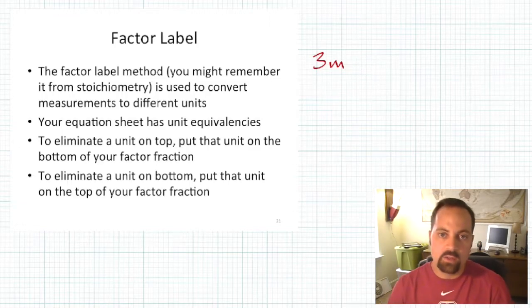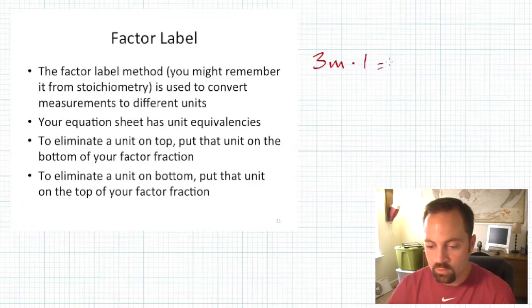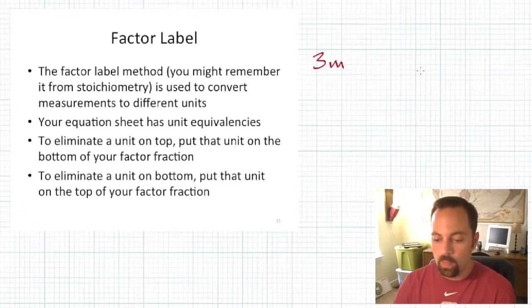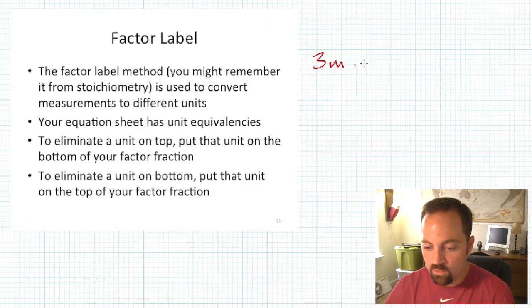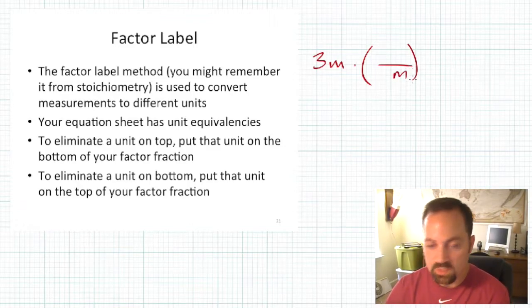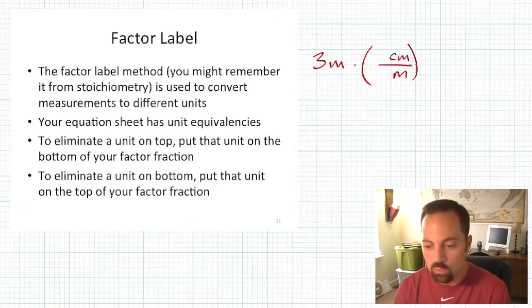So what we want to do in factor label is to take our original measurement and multiply it essentially by 1. If I multiply this by 1, it doesn't change anything, it simply makes it 3 meters. Well, that's true. But if I multiply it by a fraction that is equivalent to 1 and also cancels out this meters and converts to something else, I can do that, and now I have a new unit.